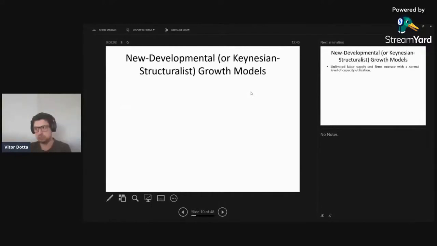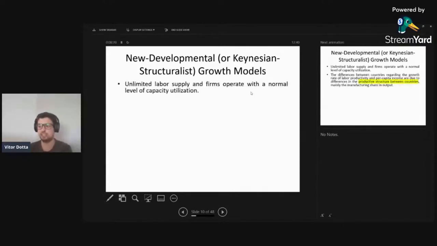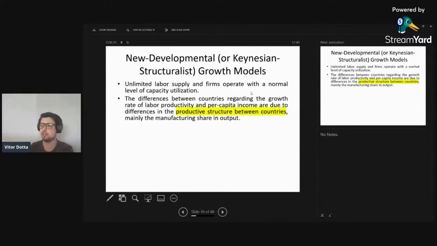So moving forward to what is mostly the new developmentalist school, or the Keynesian structuralist school, growth models. For instance, there's unlimited supply of labor and firms operate with a normal level of capacity utilization. The differences between countries regarding the growth rate of labor productivity and income per capita are mainly due to the productive structure between those two countries, mainly the manufacturing share in output.